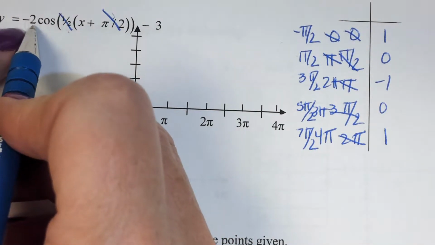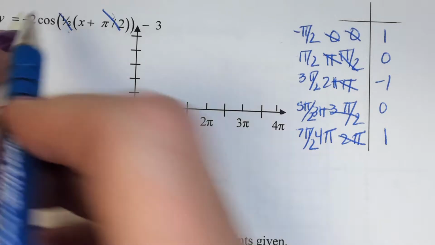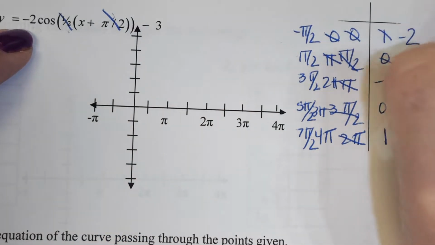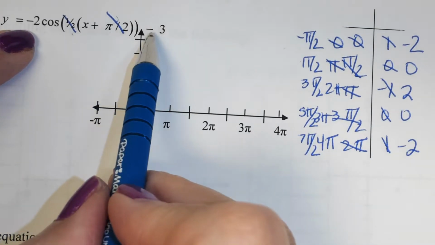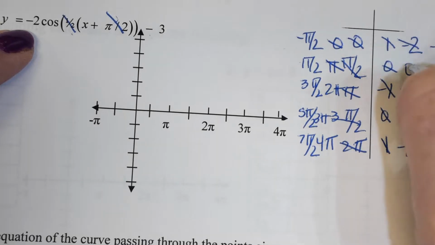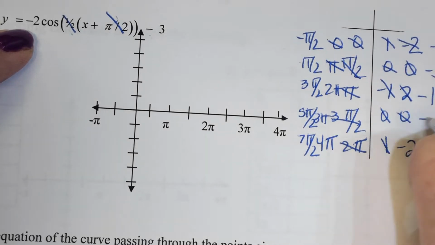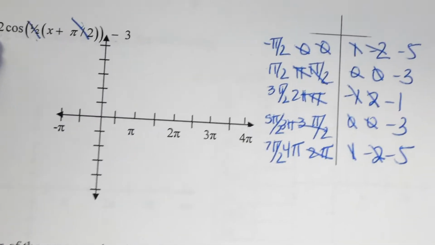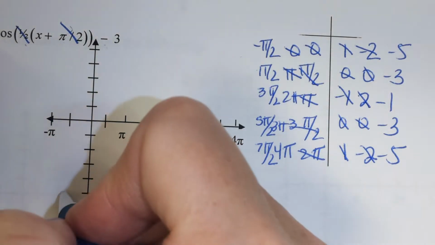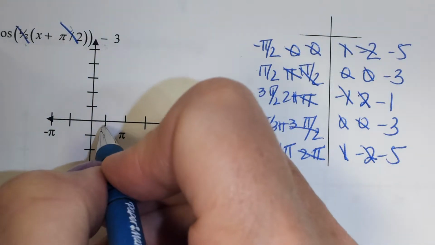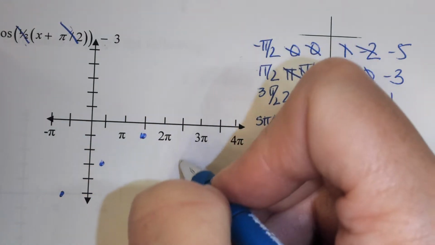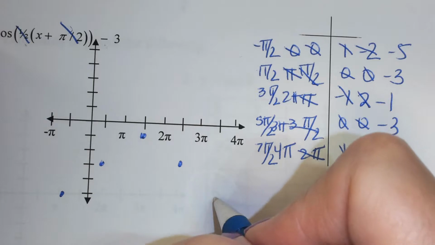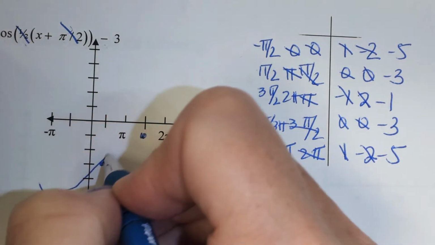So we took care of this. Now we go to this. This is a multiplier. That's going to multiply our y's because that affects the vertical stretches. So all of my y's have to get multiplied by negative 2. And then the last thing I have to do is subtract 3. And then just graphing it. And it should look like the cosine curve.